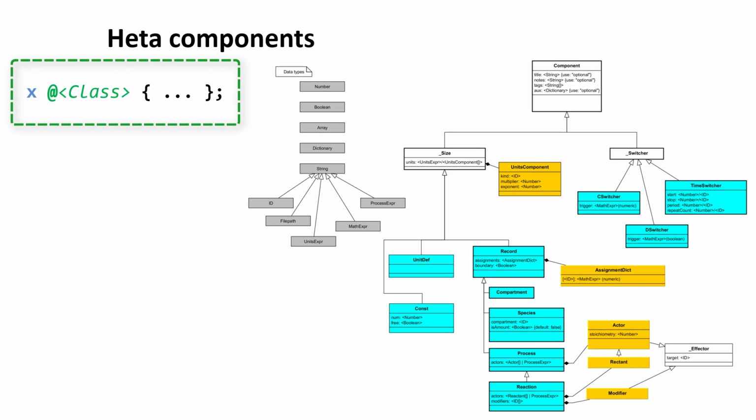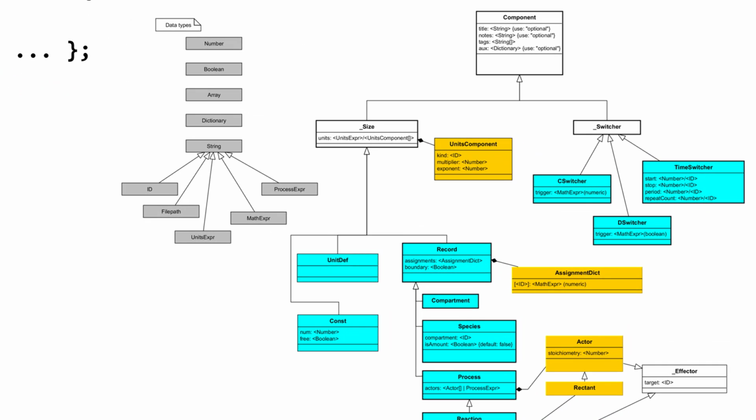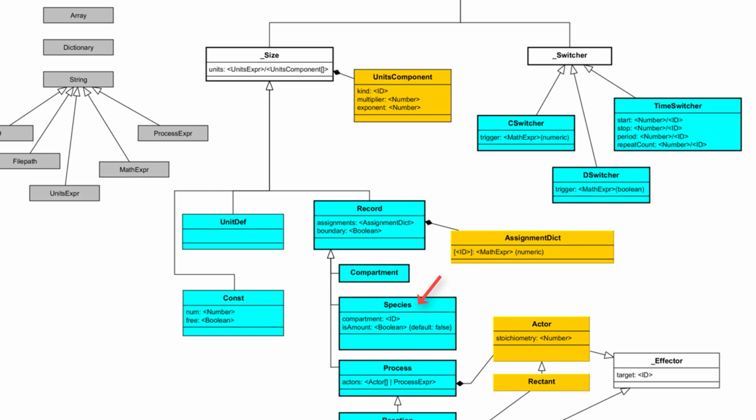Classes inherit properties from other classes, and all components inherit from the component class. We see here the UML diagram with all Heta classes. For example, we see that species inherits from the record class. This means that the components of the species class have the properties isAmount, compartment, as well as the assignments, units, and other ones. Today we will work with classes Const, record, and process.